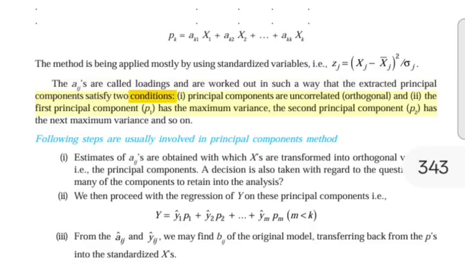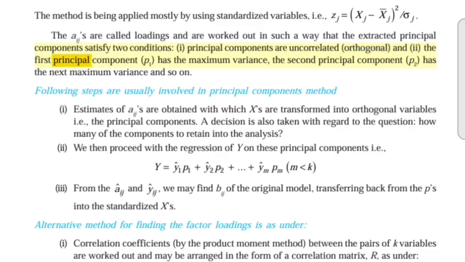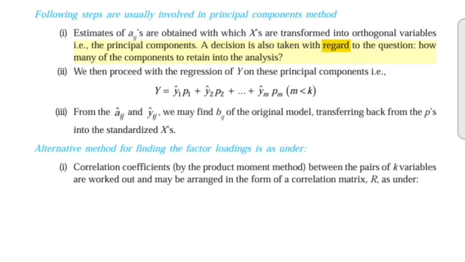satisfy two conditions: i. Principal components are uncorrelated (orthogonal), and ii. The first principal component p1 has the maximum variance, the second principal component p2 has the next maximum variance, and so on. The following steps are usually involved in the principal components method. i. Estimates of a_ij's are obtained with which the x's are transformed into orthogonal variables, i.e., the principal components. A decision is also taken with regard to the question of how many of the components to retain in the analysis.